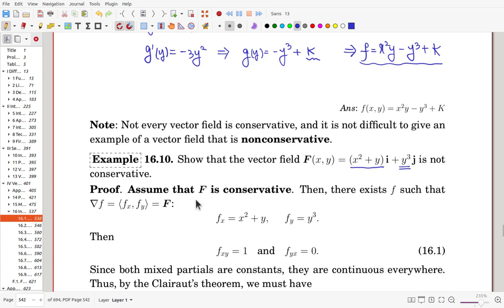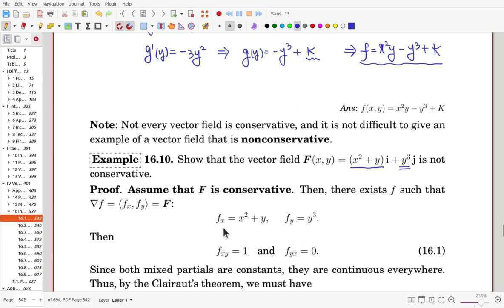We assume in the beginning F is conservative. Then there must be little f such that the gradient of f is the vector field, which means here f sub x, the first component, is the same as the first component of the vector field, and the second component of the gradient is the same as the second component of the vector field. So we reject this one.